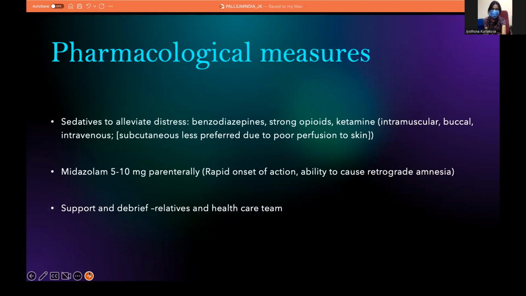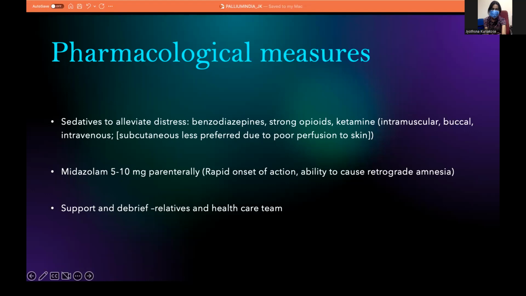Pharmacological measures include sedatives to alleviate distress. So benzodiazepines, especially short-acting, rapid-acting benzodiazepines like midazolam. The dose is 5 milligrams to 10 milligrams parenterally. It also has the ability to cause retrograde amnesia, which also helps in such a distressing condition. Other medications include strong opioids and ketamine. The preferred routes are those where the action will be very rapid, so it can be intramuscular, buccal, or intravenous. The subcutaneous route is less preferred because there is already very poor perfusion to the skin because of the blood loss and poor circulatory volume.